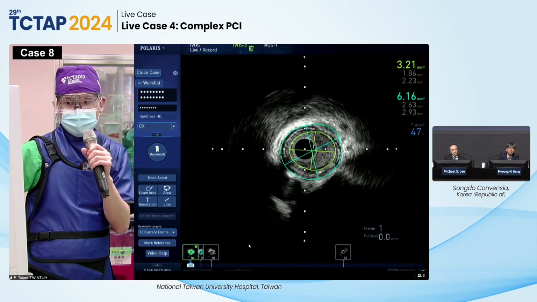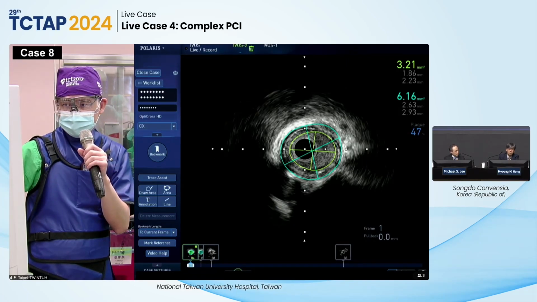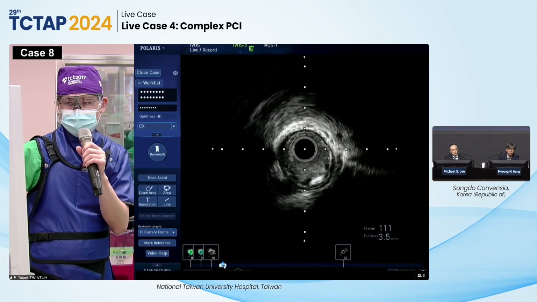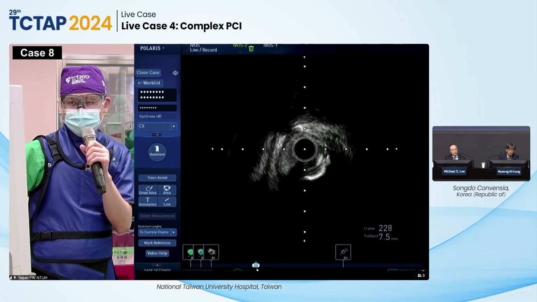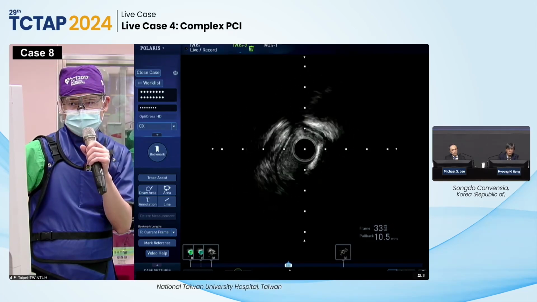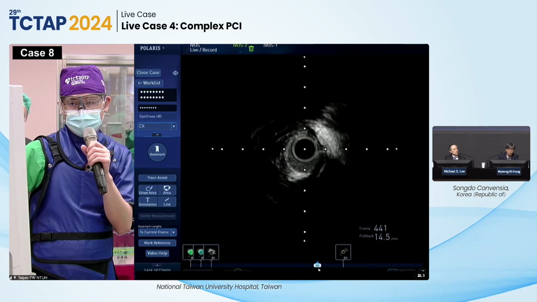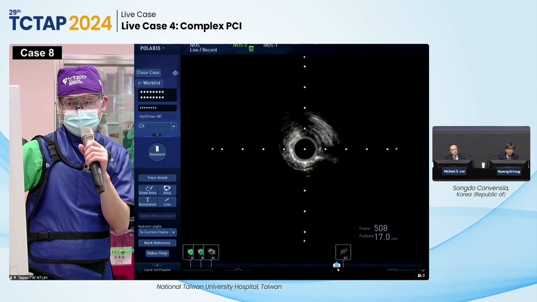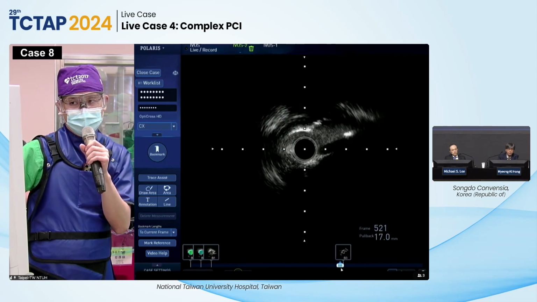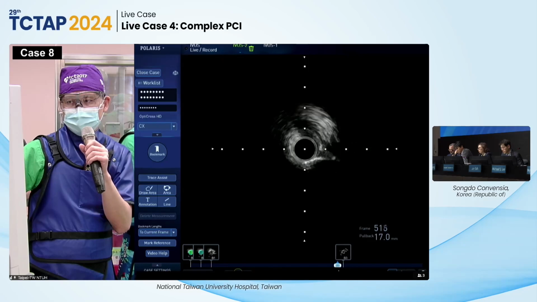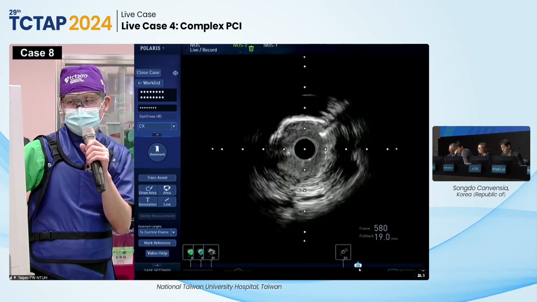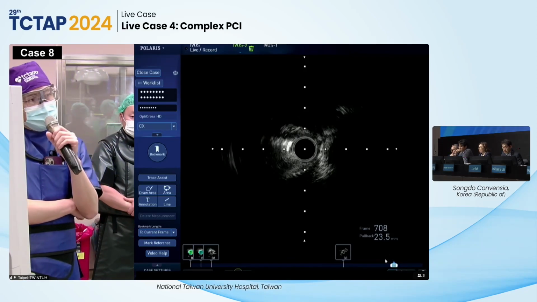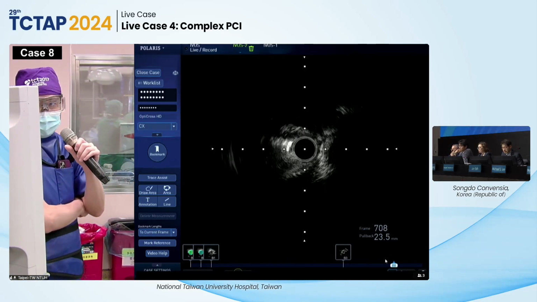Then we also IVUS the circumflex. This is from the proximal circumflex. Let's see the circumflex ostium. The circumflex itself is severely diseased with some calcification. It's very tight right after the ostium. And here comes the LAD wire. This is the circumflex ostium. So the circumflex, LAD, and left main are all severely diseased.